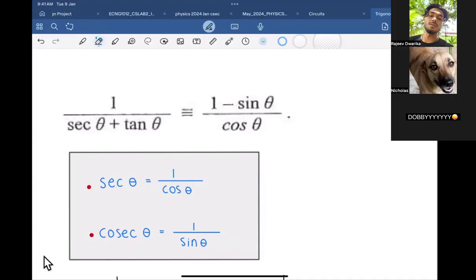Nice. You understand why this is one of the harder questions? Because how many people really think to multiply by 1 minus sine theta on the top and bottom? Yeah. But how else are you going to get 1 minus sine theta? That's the thing. How else are you gonna get it?